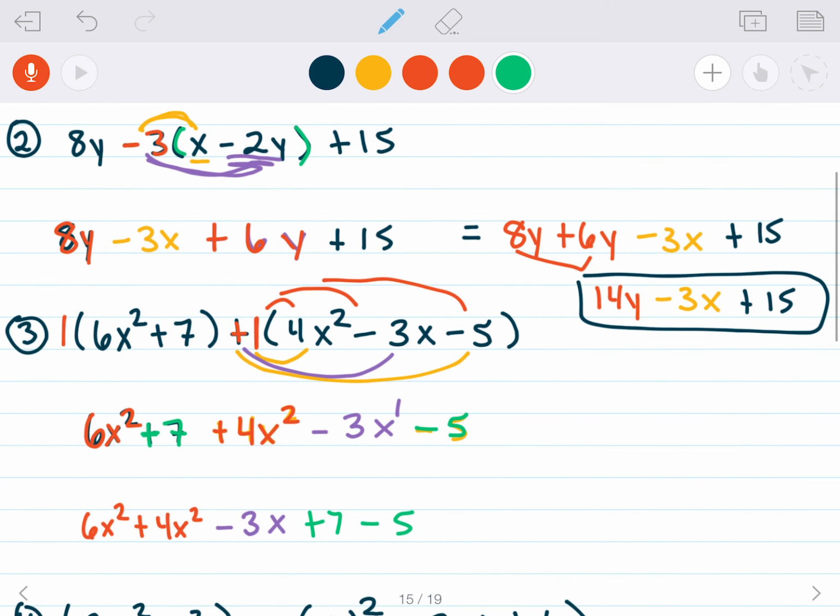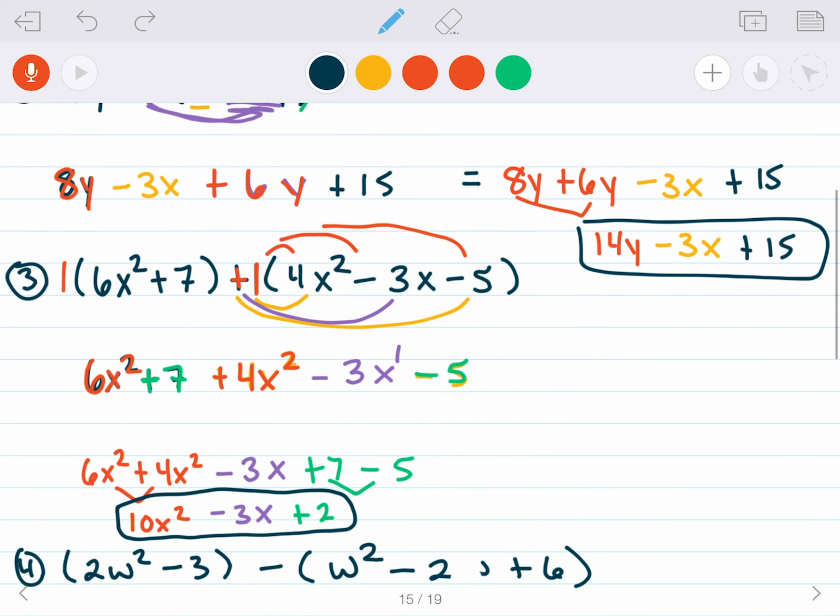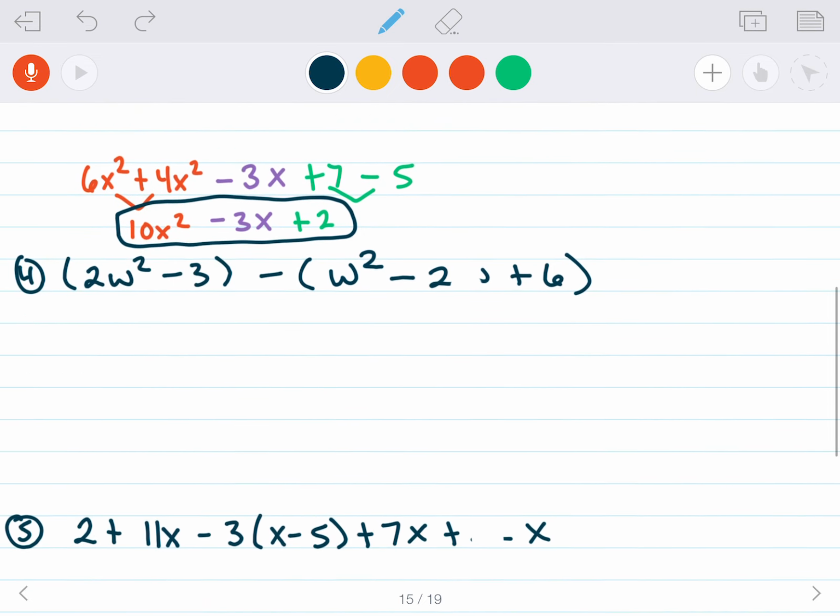Okay, now I can combine. So with the reds, 6 of something and 4 of something make 10 of that something. The purple can just come down, and then positive 7 and a negative 5 make a positive 2. And we are done here because we have 3 terms. The terms are 10x squared minus 3x and positive 2. And all 3 of them are unlike, because for like terms, we need the same variable, the same exponent, okay, just like we had here and just like we had here, okay? So we're done simplifying.